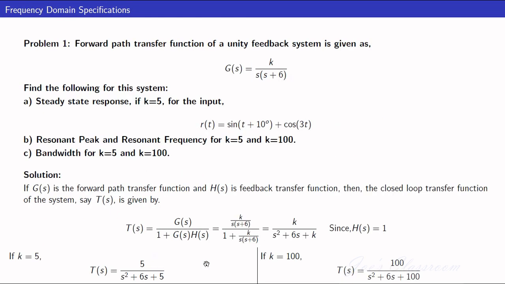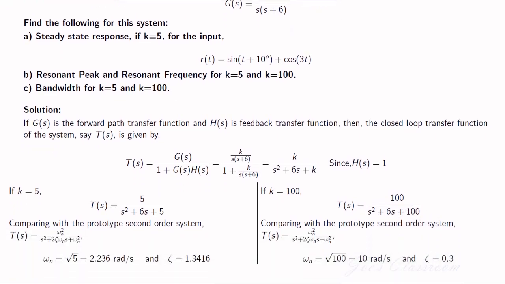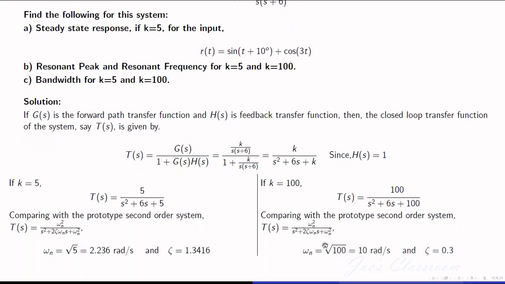Similarly, we can find for K equal to 100 also. This is what we get for K equal to 100. In the same way, we can compare with the prototype second order system, and we find omega n as 10 radians per second and the damping ratio zeta as 0.3.